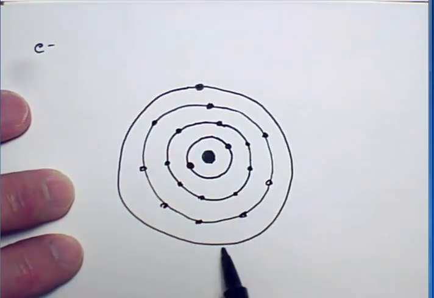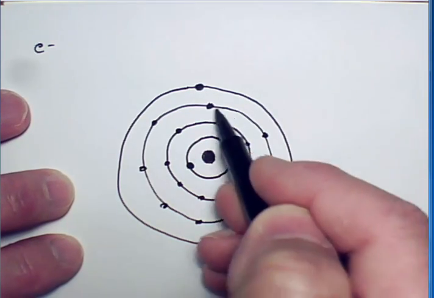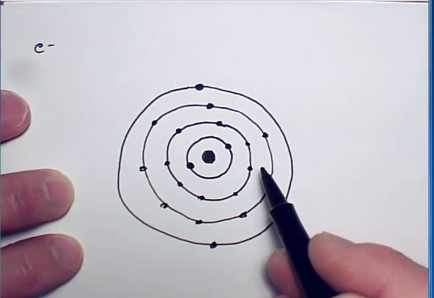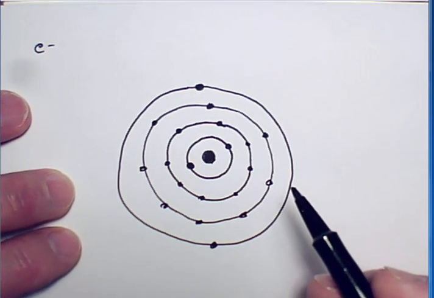Now, once I get a couple of electrons out here in this next level, then I can go back and put in 10 more electrons in here. Okay? I know that seems strange, but that's the way it works.